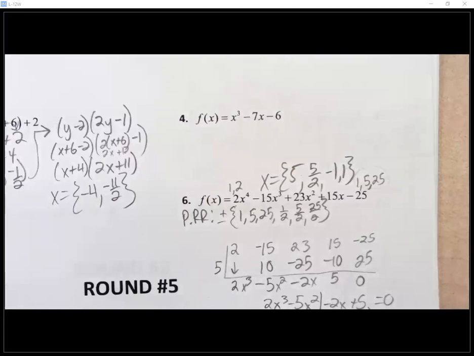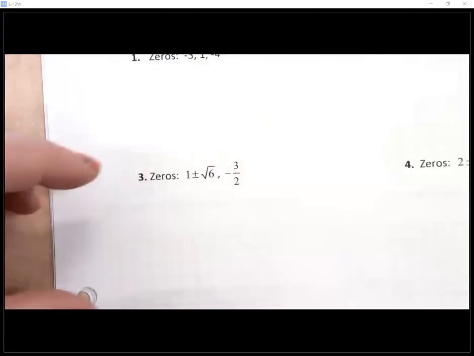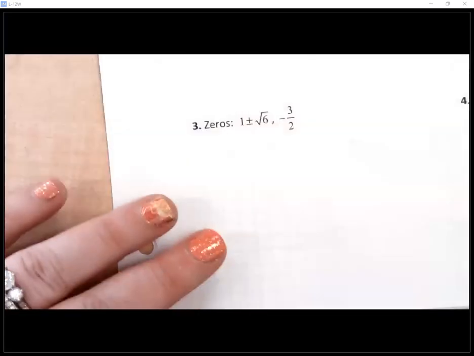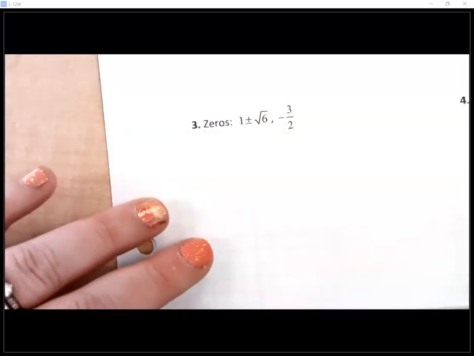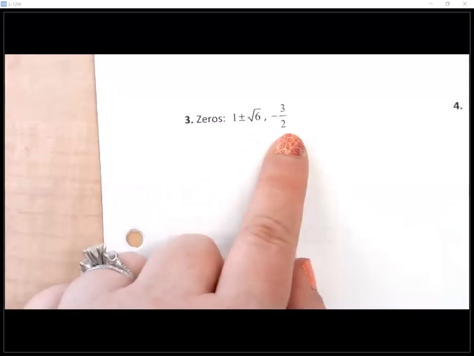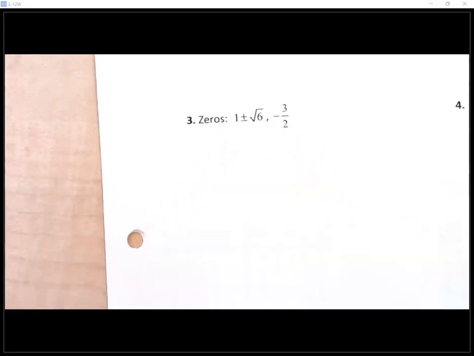All right, round 5, here we go. Now we're going the other way. This is backwards. They're giving me the zeros and I have to come up with what the polynomial looks like. Let's do one like number 3. First of all, before we even start, you can tell me what the degree should be. It should be to the 3rd because there's 3 zeros here. 1, 2, 3. So my final answer should be something to the 3rd.